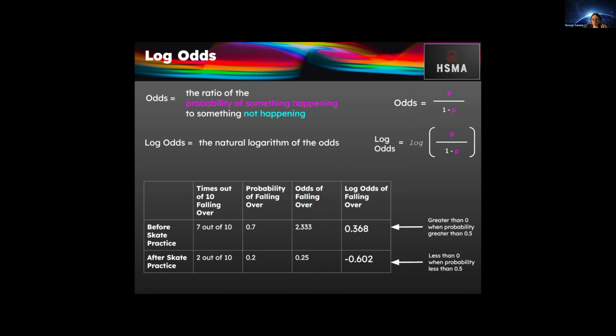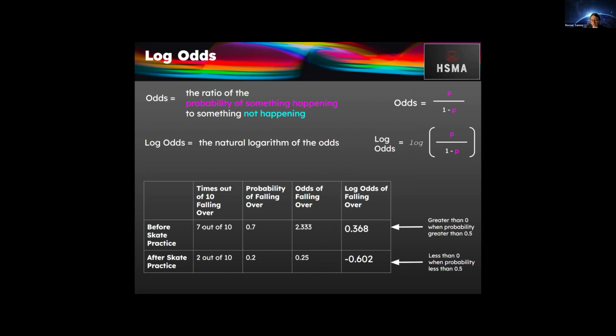Now, odds are the ratio of the probability of something happening to not happening. Log odds are just the natural logarithm of the odds. Don't worry too much about what the natural logarithm is in this case, but basically it transforms the number to effectively a slightly different scale. So let's look at what this does to our probabilities, our odds, and our log odds.